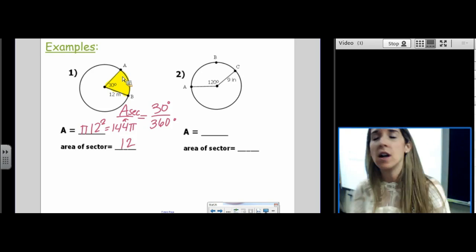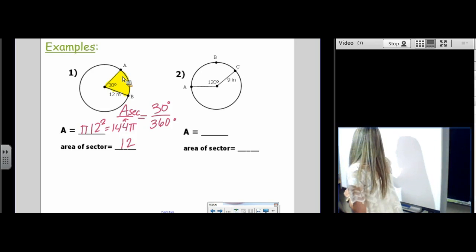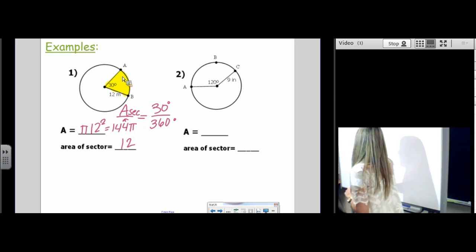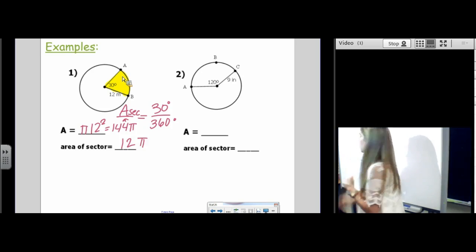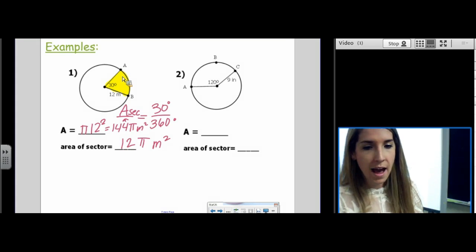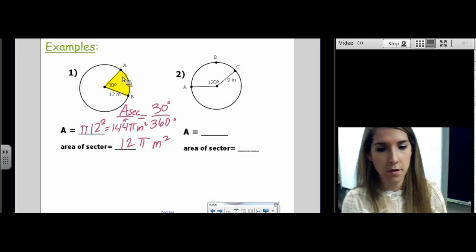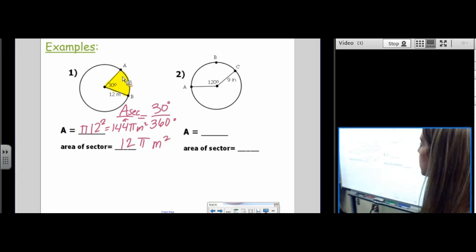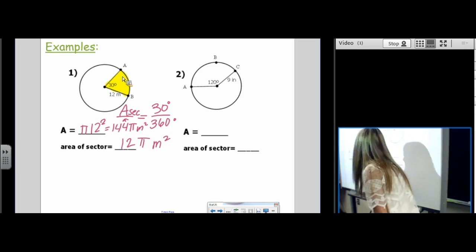You did all that work. You have to put pi. If you want to put meters squared after it, that would be great. This one was meters squared too. You cannot forget the pi though. 12 pi is the area of the sector. 12 pi square meters. Okay, let's try this next one.